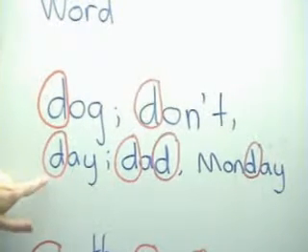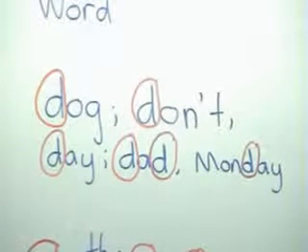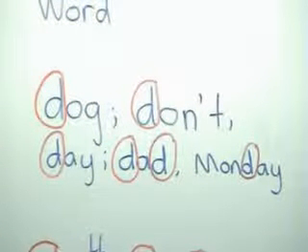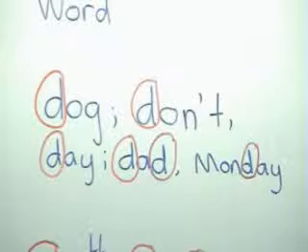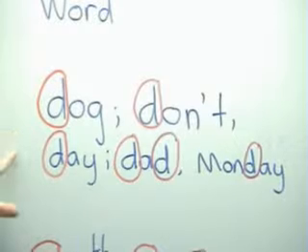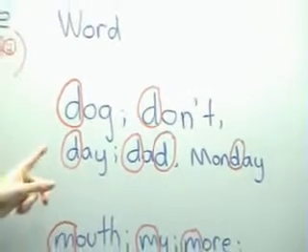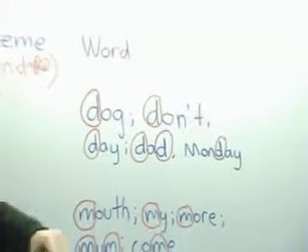The next word is day. Day starts with the letter D, and it starts with the phoneme or the sound D. D, D, D, day. Can you say that? D, D, D, day.